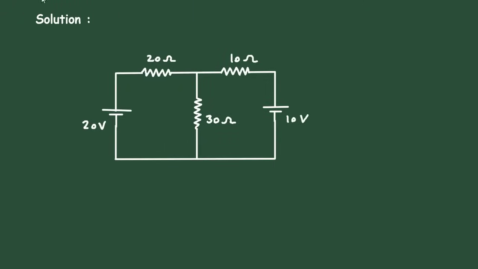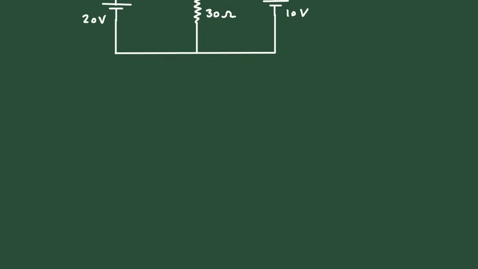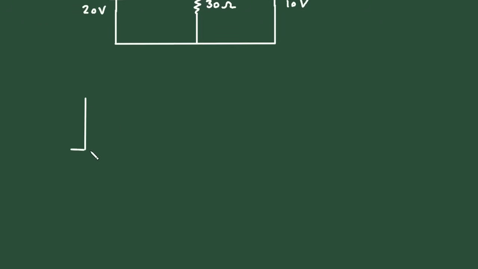let's redraw the circuit. Thevenin's theorem states that a linear two-terminal circuit can be replaced by an equivalent circuit consisting of a voltage source VTH, so let's draw VTH. This is VTH, in series with a resistor RTH. Here VTH is the open circuit voltage at the terminals and RTH is the equivalent resistance at the terminals when all the independent sources are turned off.